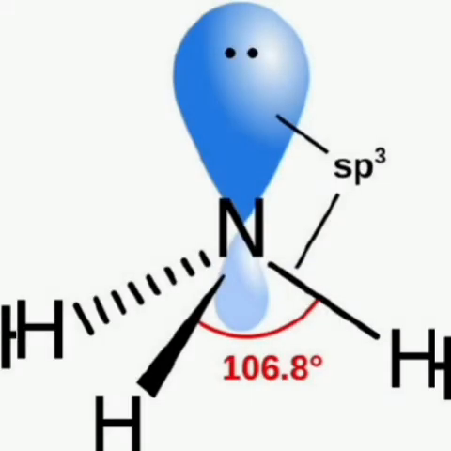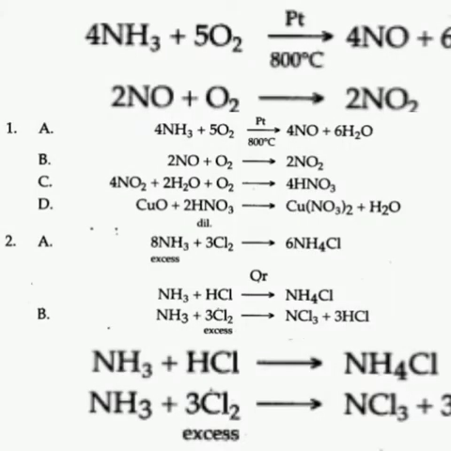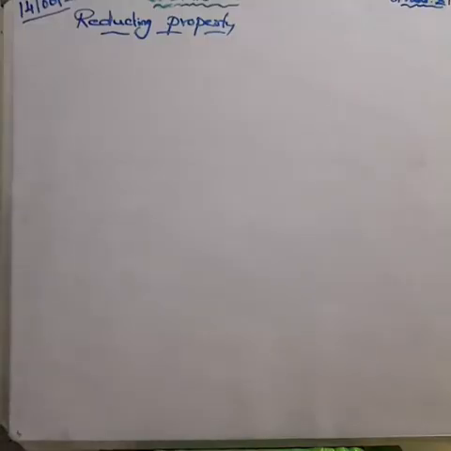Okay. Please, all of you take the book one by one. We can learn the reducing property of ammonia. Reducing property. Ammonia acts as a reducing agent. We know that ammonia is a good reducing agent.